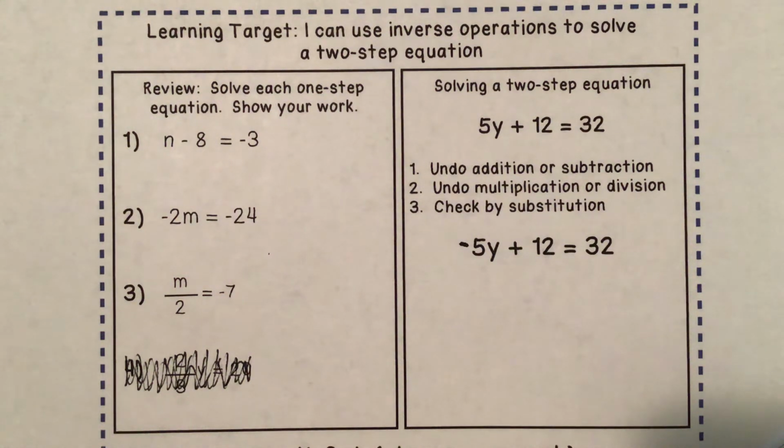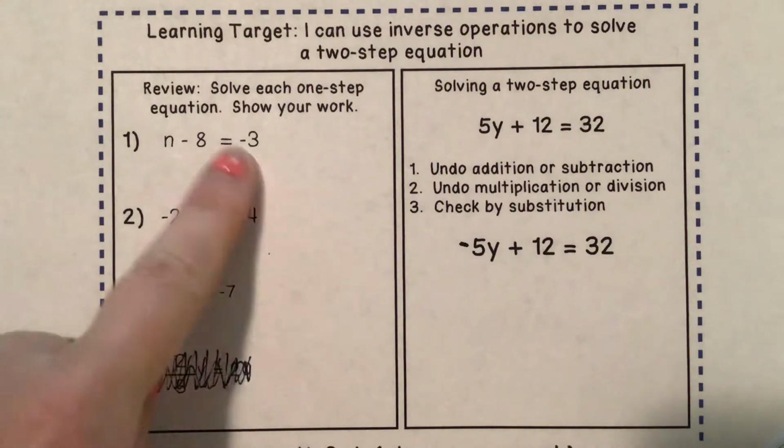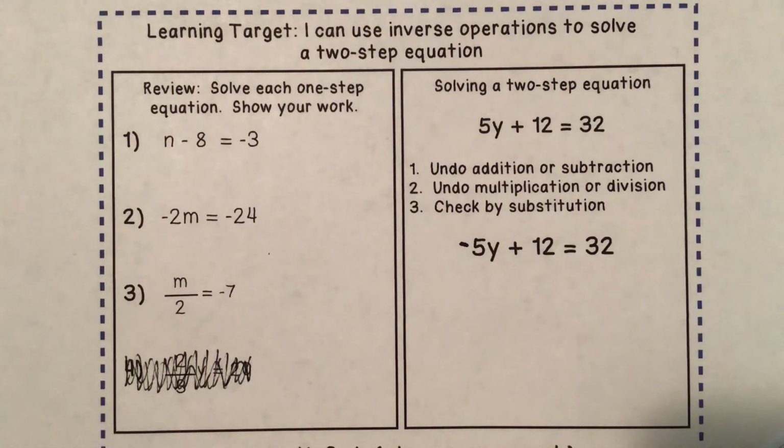All right, we are going to go over how to do two-step equations. We've done this before in class, but it's been quite a bit of time, so I'm going to go over it slowly with you guys. The first box here, we're just going to review one-step equations. The reason why they're called one-step is because there's only one operation happening.